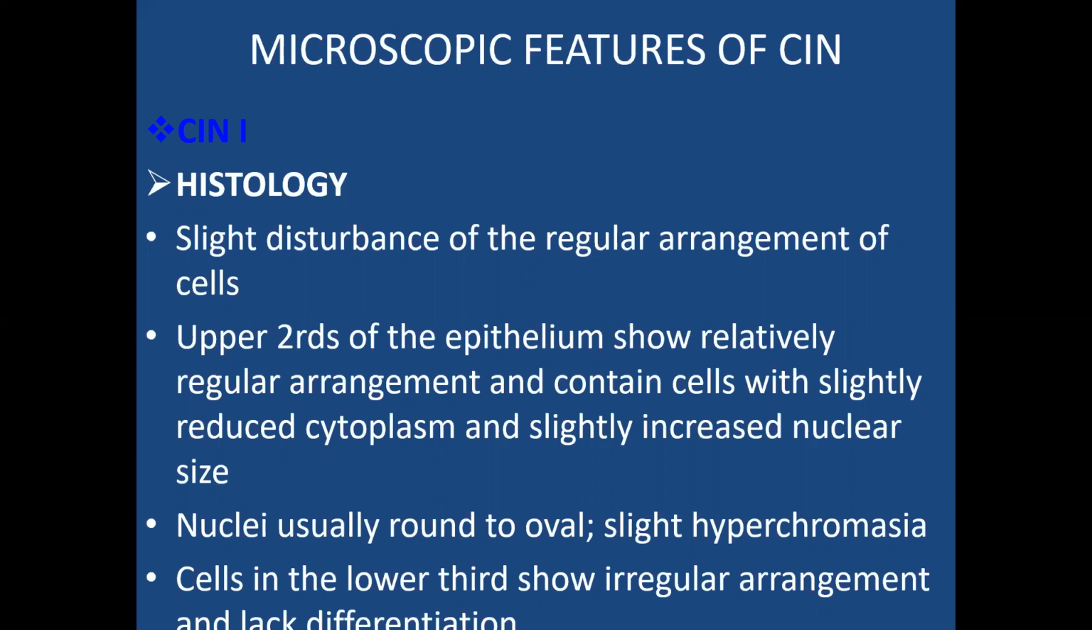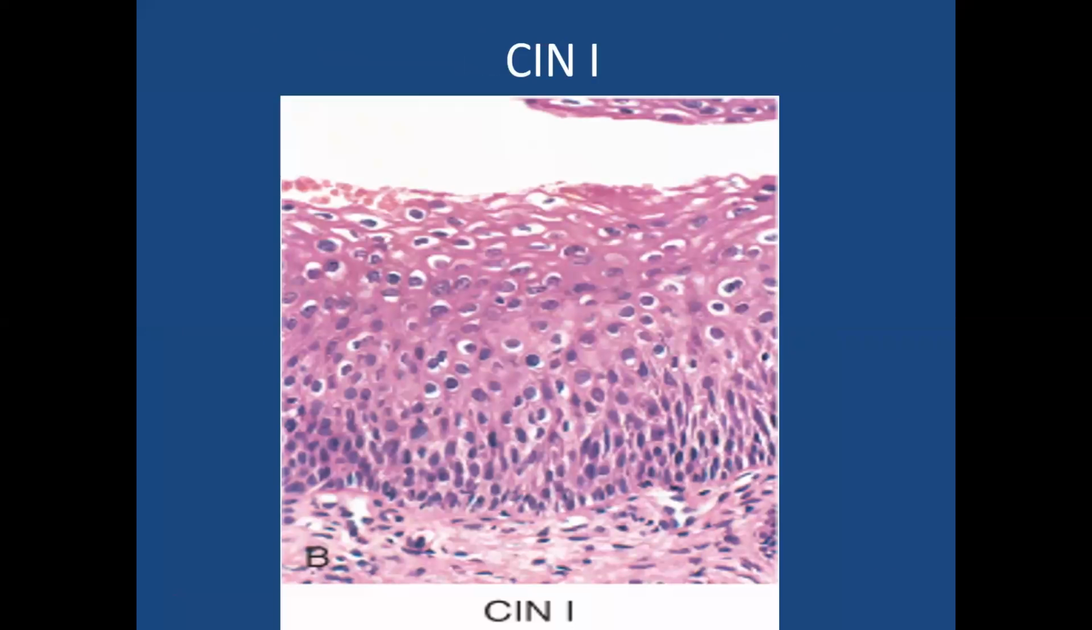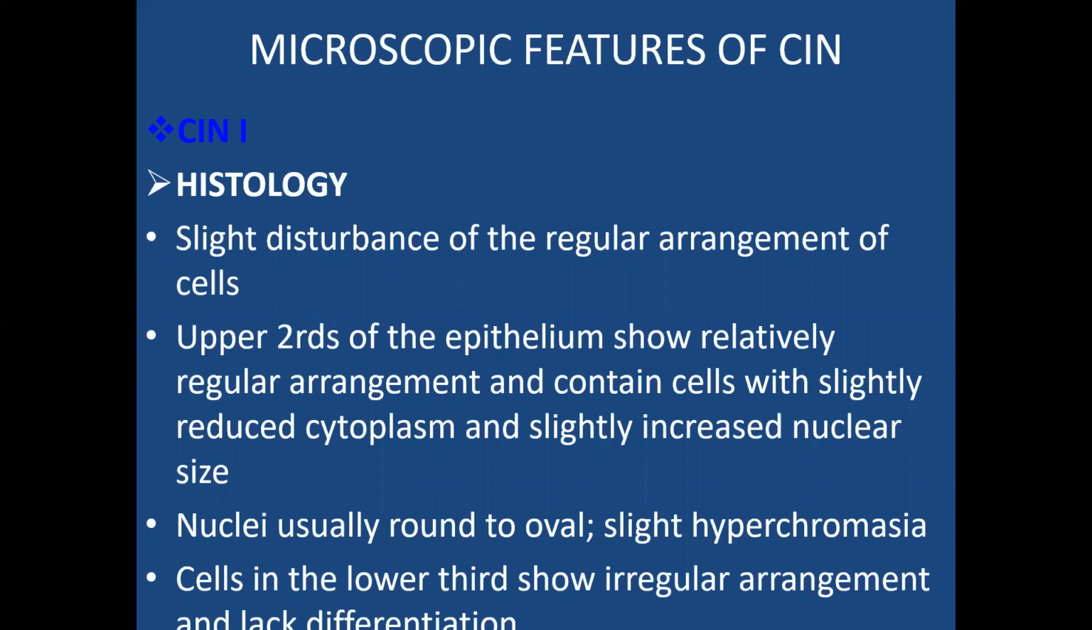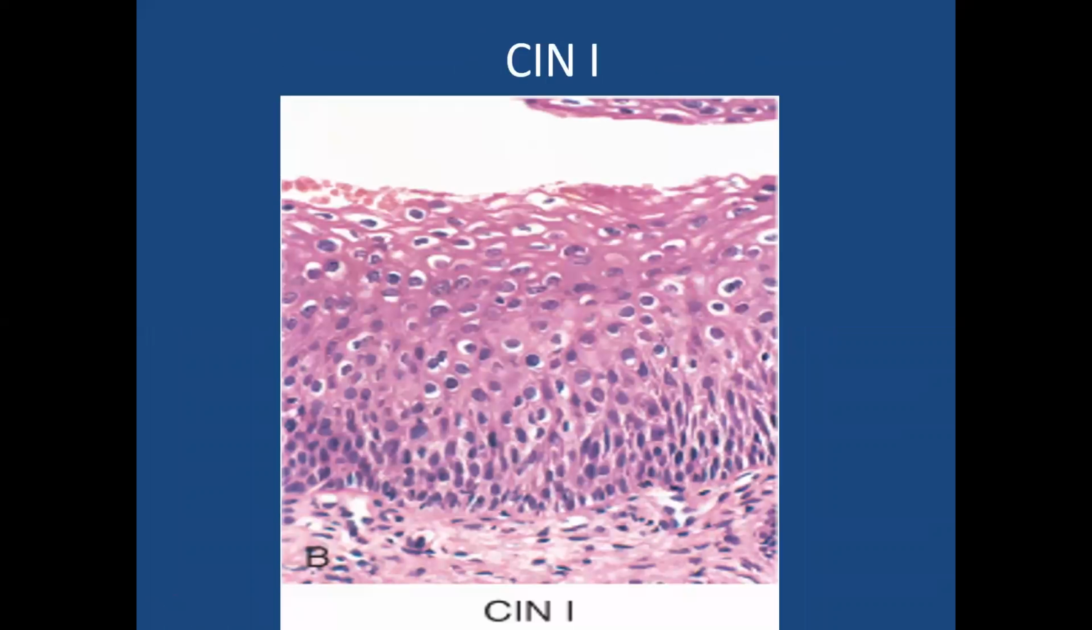So we'll look at the histology, and then we'll look at what? The cytology. So this is CIN1, which is the same as mild dysplasia. So we said that in CIN1, there is a mild or slight disturbance of the regular arrangement of cells. The upper 2/3 of the epithelium shows relatively irregular arrangement and contains cells with slightly reduced cytoplasm and increased nuclei. Nuclei are usually round to oval, with slight hyperchromasia. Cells in the lower third show irregular arrangement and lack differentiation. So see the lower, up to 1/3, you have CIN1. It's the same as mild dysplasia.